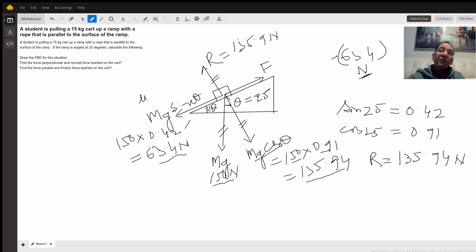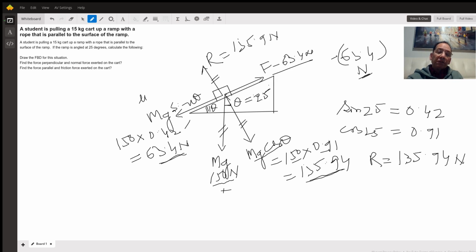Now here, since we have resolved this 150 newton into two component forces, this 150 newton disappears and is taken over by two forces, 135.9 in this direction and 63.4 newtons in this direction. So the net force needed at least has to be F minus 63.4 newtons up the plane in order to move this body if the surface is frictionless.